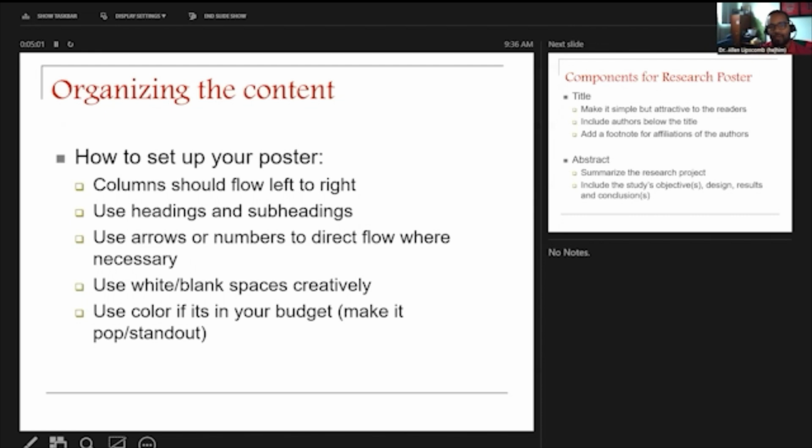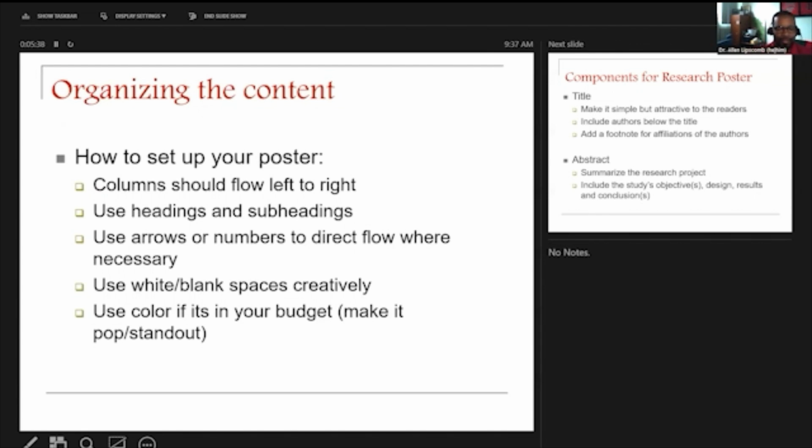So if you want them to start off with your abstract, that section, right? That column, that area will say 1- abstract, right? 2- intro, 3- literature review, so on and so forth. You want to use white blank spaces creatively. So what I like to often do is put maybe some images or some tables or some diagrams or charts in those areas on my poster where it's kind of blank, so long as it corresponds with that particular section, okay?